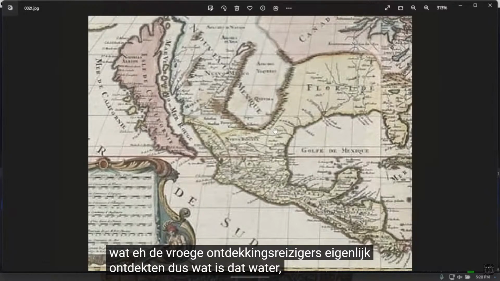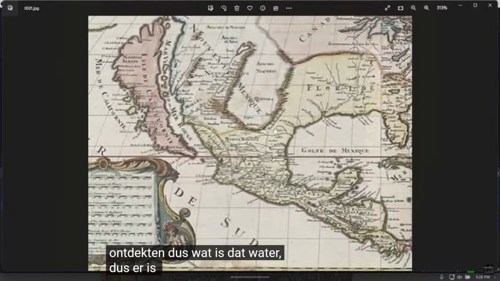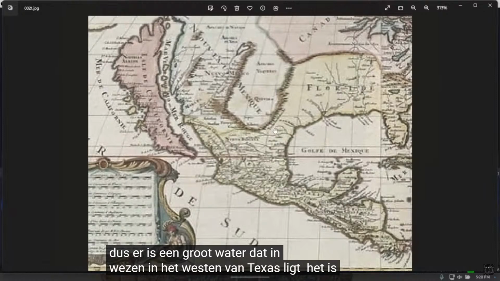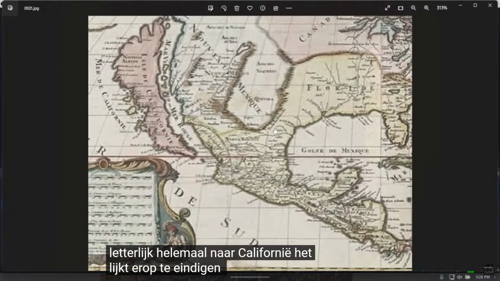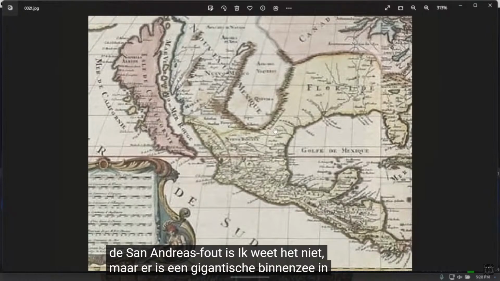So what's that body of water? There's a large body of water basically west of Texas. It is literally all the way to California. It looks like it finishes where maybe the San Andreas Fault is. I don't know. But there's a giant inland sea in America on this map.